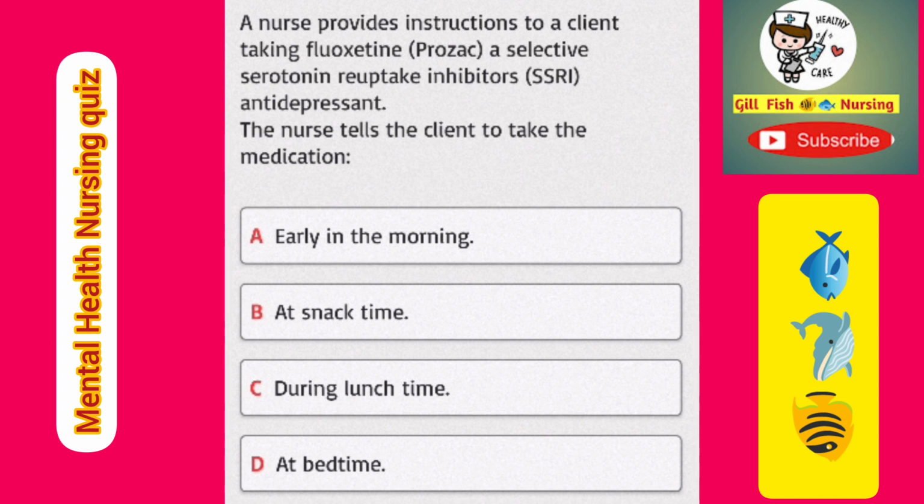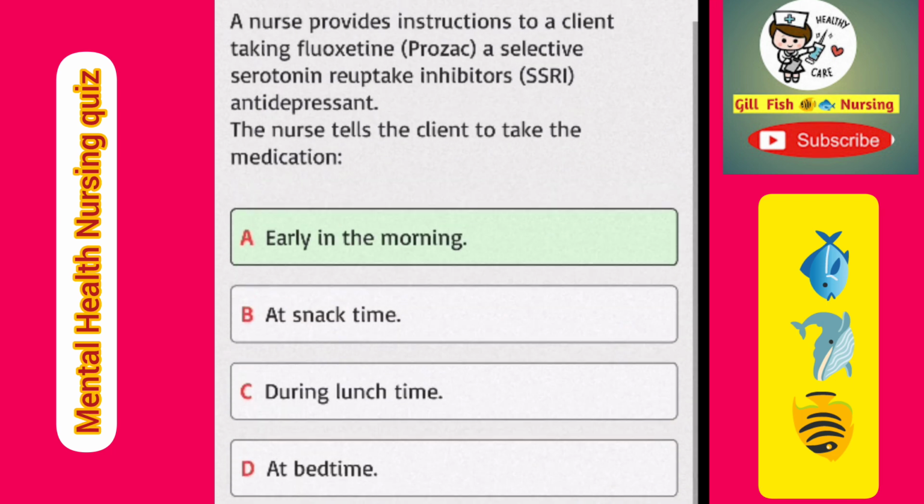Today let's learn mental health nursing questions and answers. So first question: a nurse provides instruction to a client taking fluoxetine, a selective serotonin reuptake inhibitor antidepressant. The nurse tells the client to take the medication A, early in the morning, B, at snack time, C, during lunchtime, and D, at bedtime. So what is the correct answer? A, early in the morning. Why? Because it won't disturb the sleep.